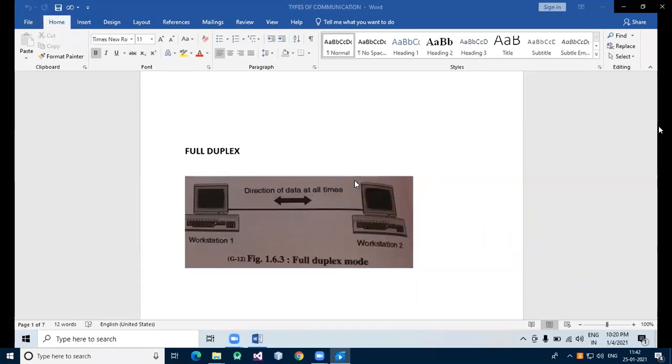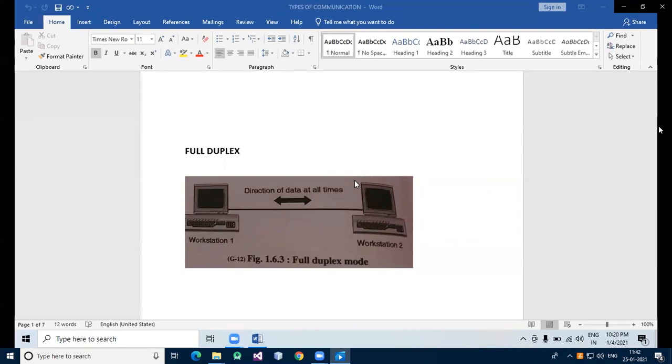In full duplex mode, signals going in either direction share the full capacity of the link. The link may contain two physically separate transmission paths, one for sending and another for receiving. Otherwise, the capacity of the channel is divided between signals traveling in both directions. So full duplex में क्या है?